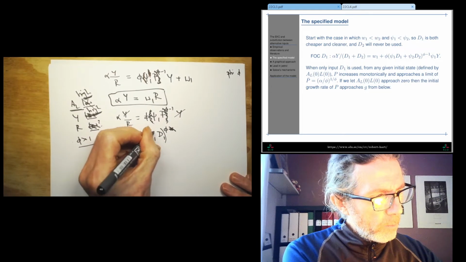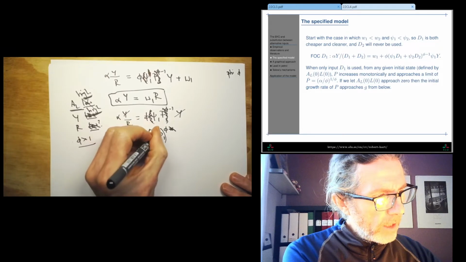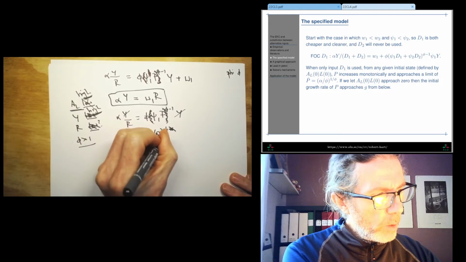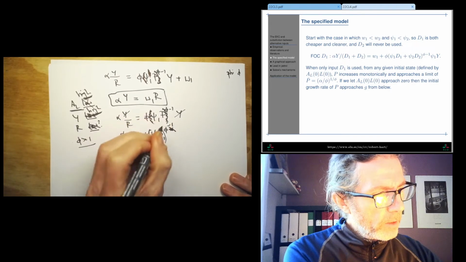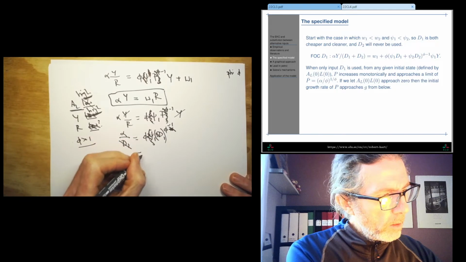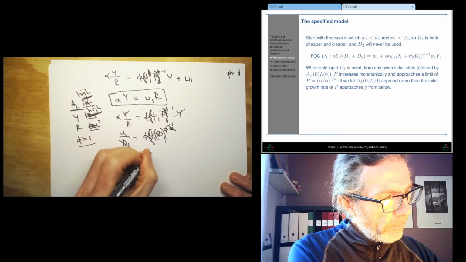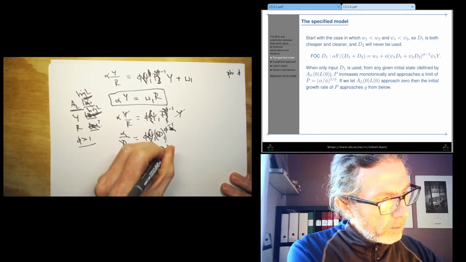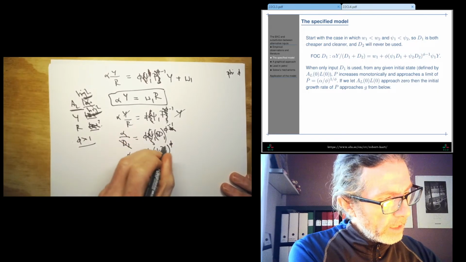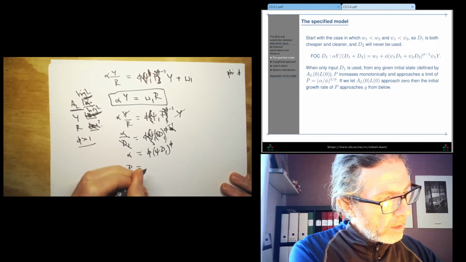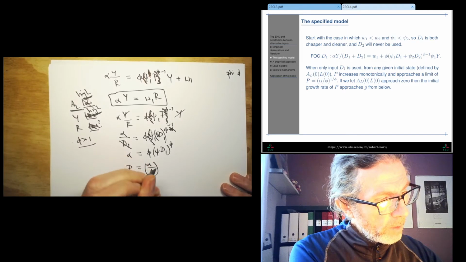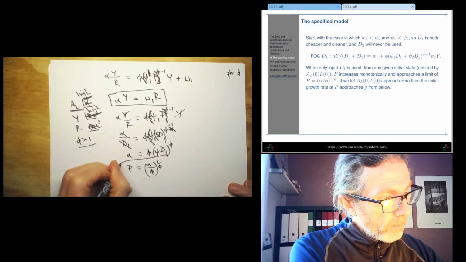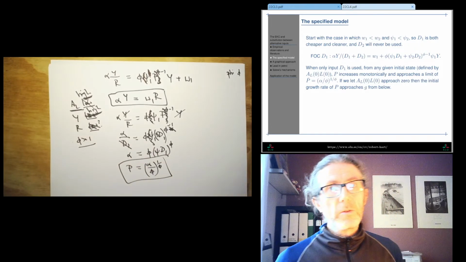It's phi psi 1 times P to the phi minus 1, and P is psi 1 D1 to the phi minus 1. Then when we bring this up, we end up with alpha is phi psi 1 D1 to the phi, and that's just P, so we end up with P is alpha over phi to the 1 over phi. And this is just constant.